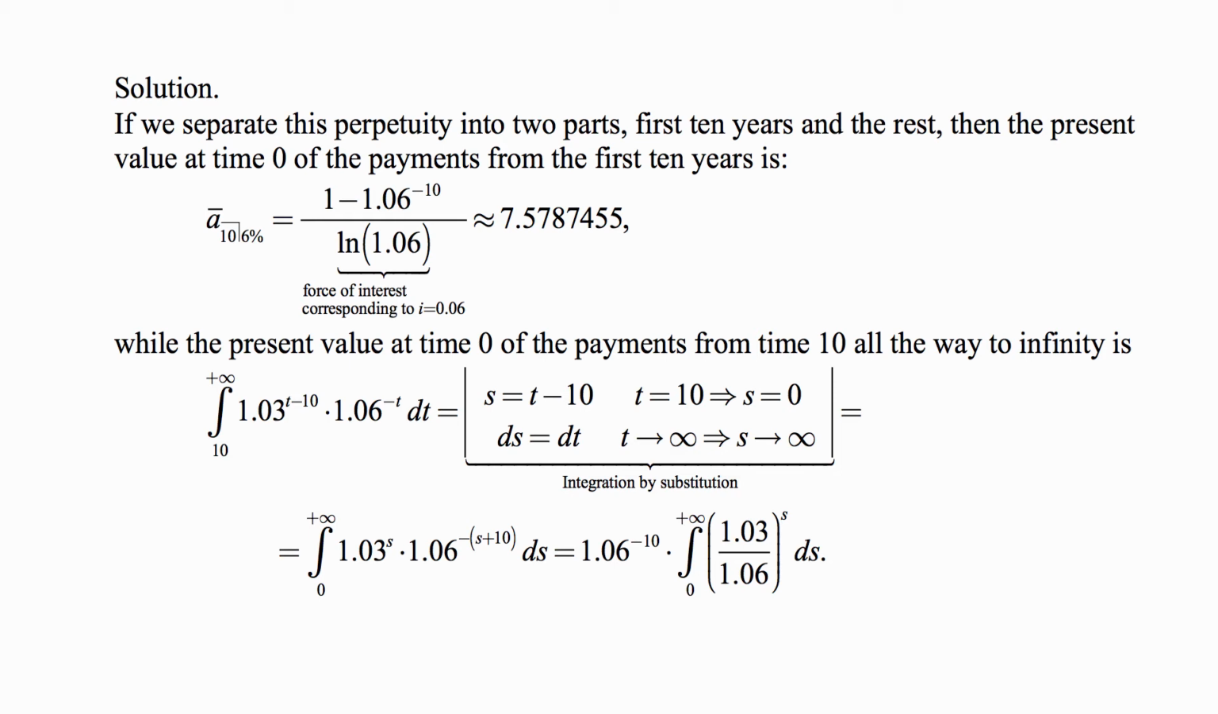And now a very important observation: if we were to express the force of interest corresponding to this expression that we have here as a discount factor. So 1.03 divided by 1.06, think about it as a discount factor of 1 year. Then that would be e to the minus delta. Then what is delta? That's the key question. Because then this becomes a present value of a continuous annuity, actually perpetuity, from 0 to plus infinity.